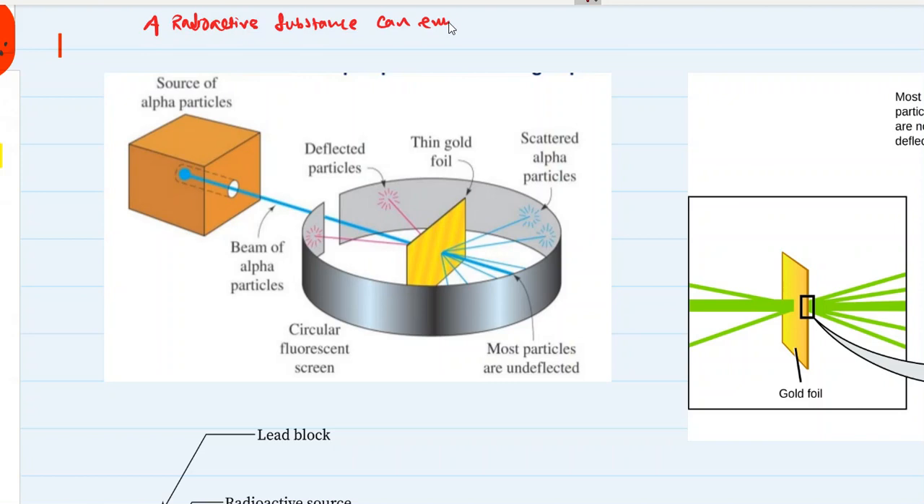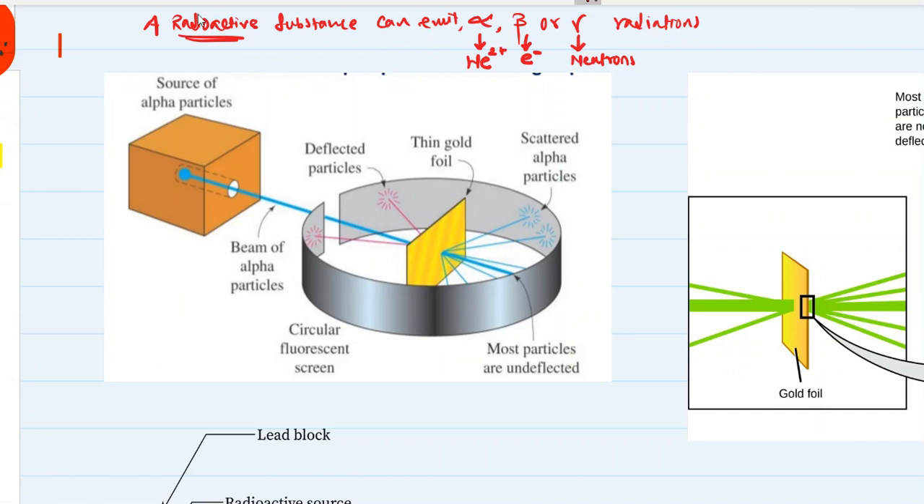can emit alpha, beta, or gamma radiations. You will study this in higher classes. Alpha radiations, I just told you, are helium nuclei, doubly charged helium atoms consisting of 2 protons and 2 neutrons. Beta radiations are electrons, and gamma radiations are neutrons. So a radioactive substance can emit alpha, beta, or gamma radiations.